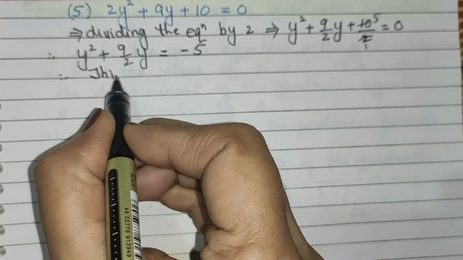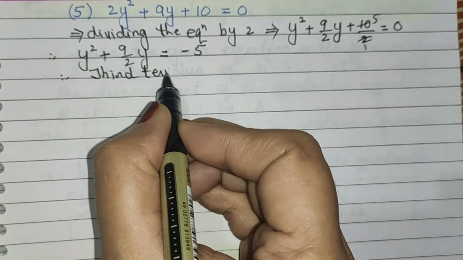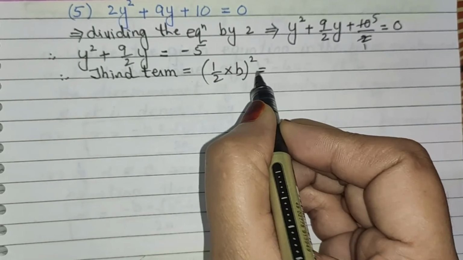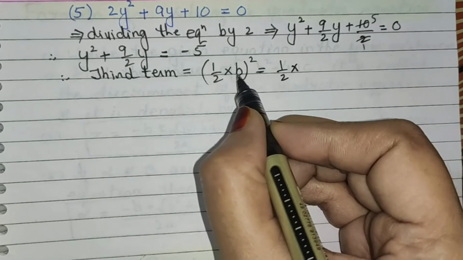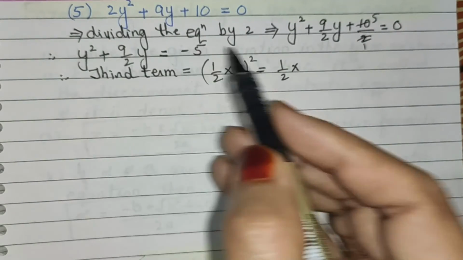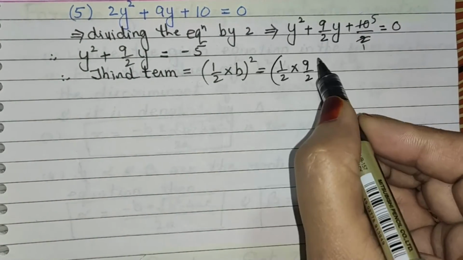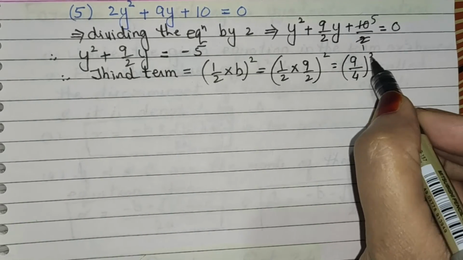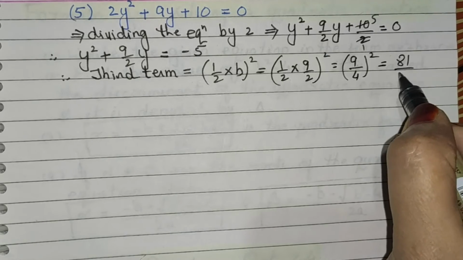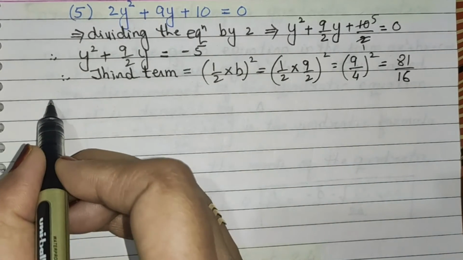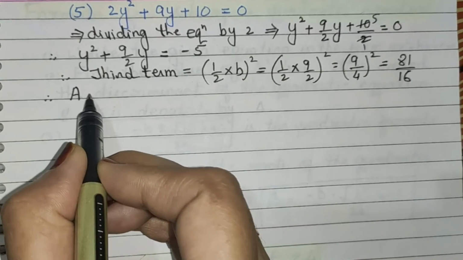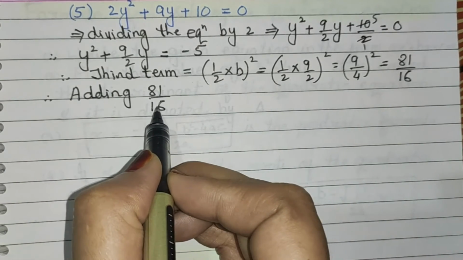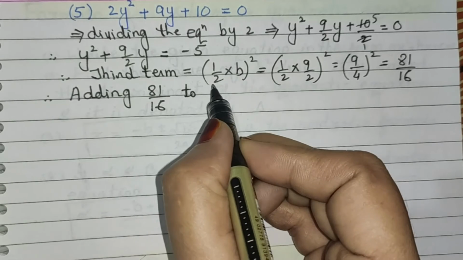Now, we make left hand side a perfect square by using the third term. Therefore, third term is equal to 1 upon 2 into b whole square. B means coefficient of y, means 9 upon 2. So 1 upon 2 into 9 upon 2 is 9 upon 4 whole square, we get here 81 upon 16. Next step is adding 81 upon 16 to both sides of equation.